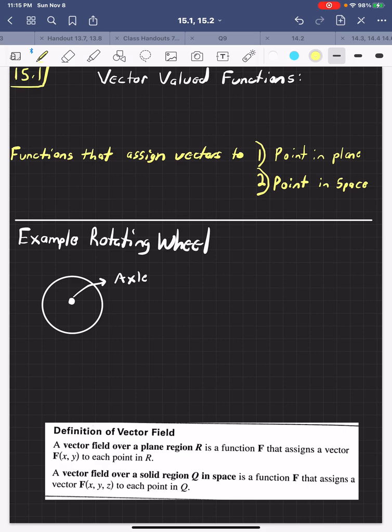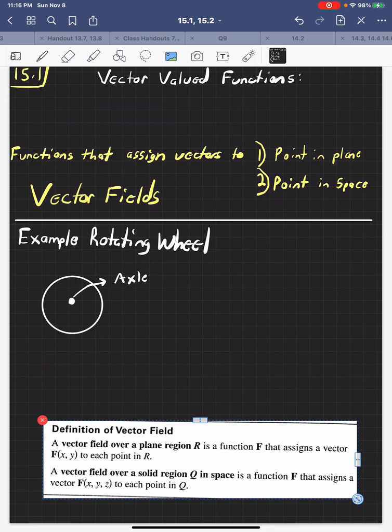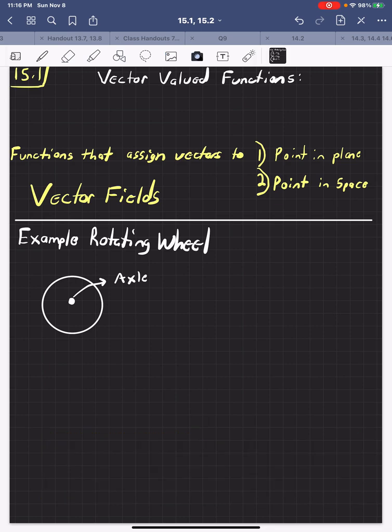Now, these types of vector valued functions are referred to as vector fields. So that is the topic of 15.1, the study of vector fields. Let's start with just some examples. We'll come back to this definition of a vector field in just a second.